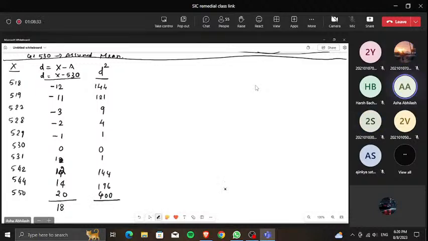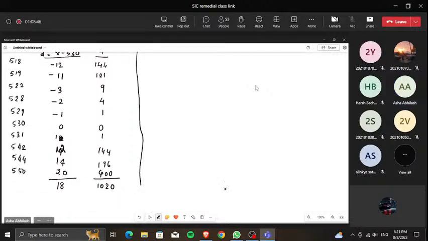1020. So I'll calculate the corresponding values for this group A. So I'll first write the formula. This is the summation.